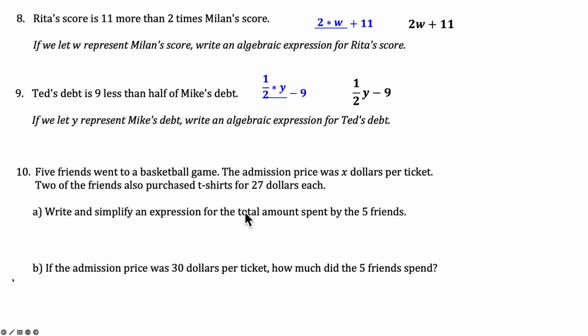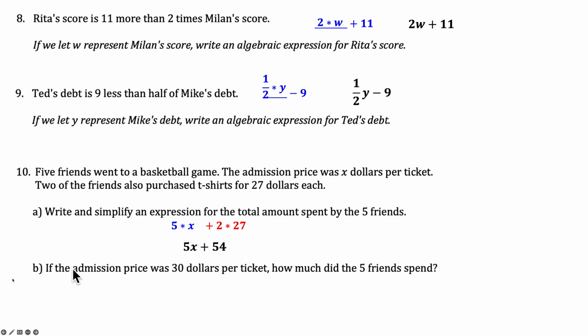Number 10, 5 friends went to a basketball game. The admission price was X dollars per ticket. 2 of the friends also purchased t-shirts for $27. Write and simplify an expression for the total amount spent by the 5 friends. Well, all 5 people had to spend X dollars. So you can go X plus X plus X plus X plus X. But repeat addition of the same thing is defined as multiplication. So 5 times X. And 2 of those friends bought $27 t-shirts. So that's plus 2 times 27. This we can simplify to be 54. And 5 times X is 5X. So there's our variable expression.